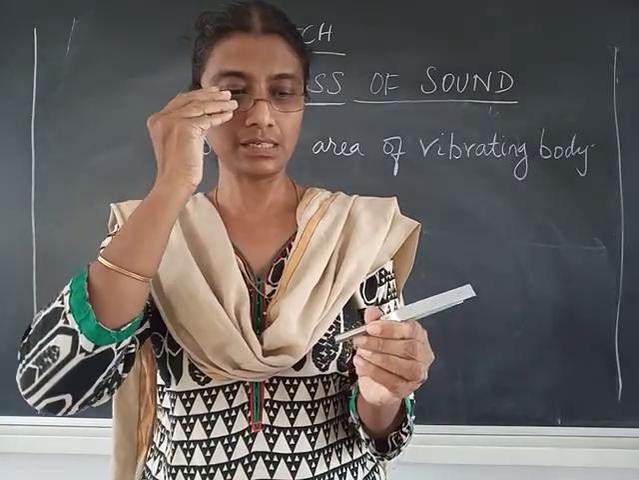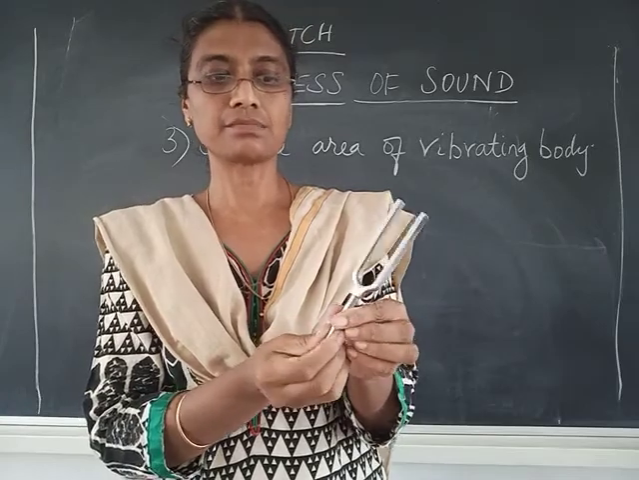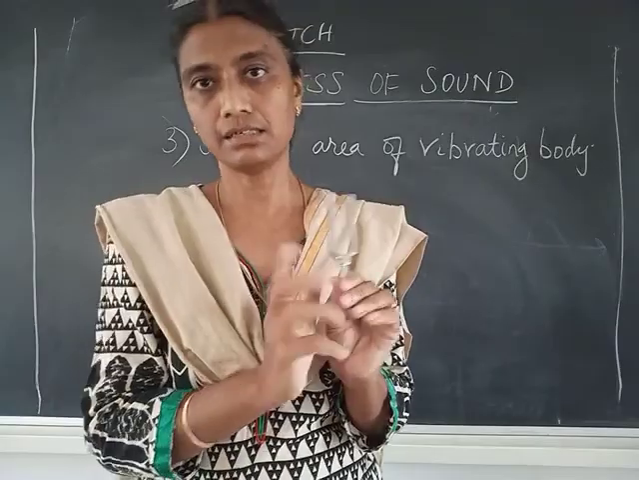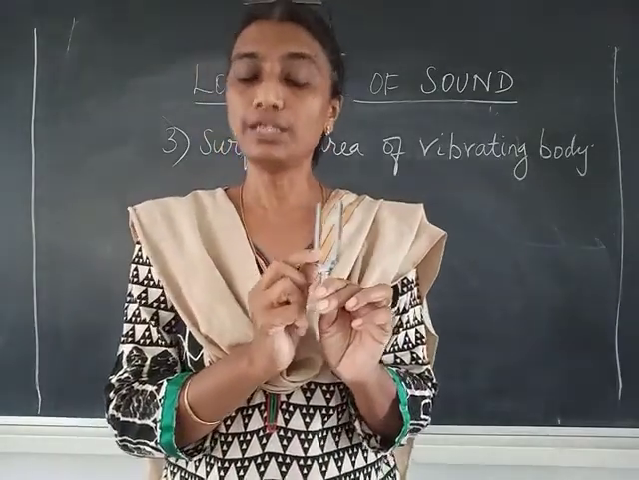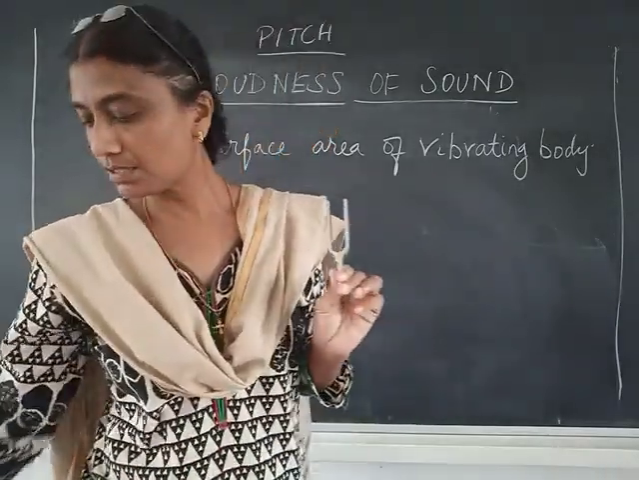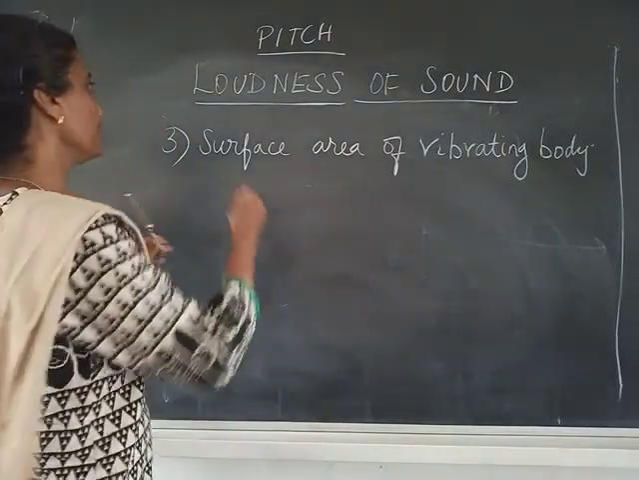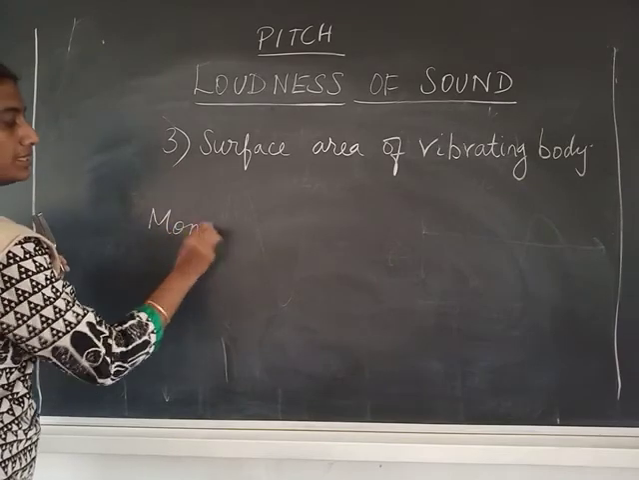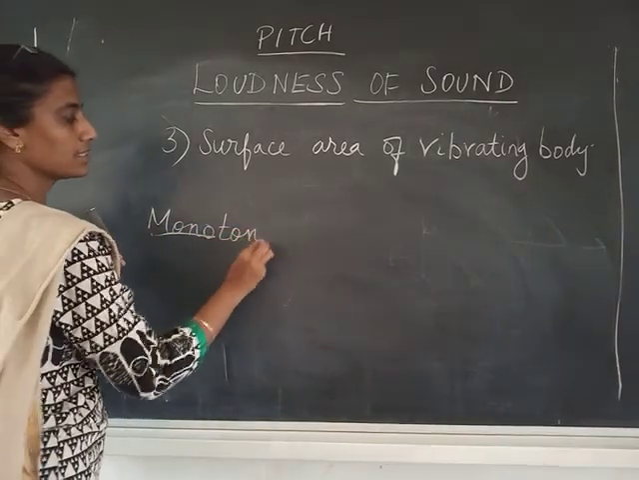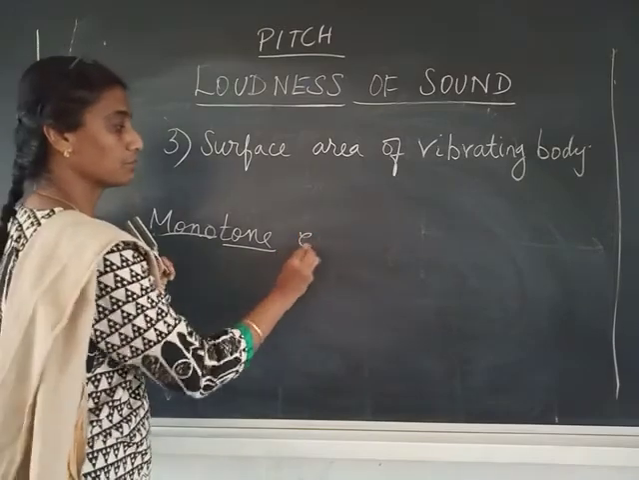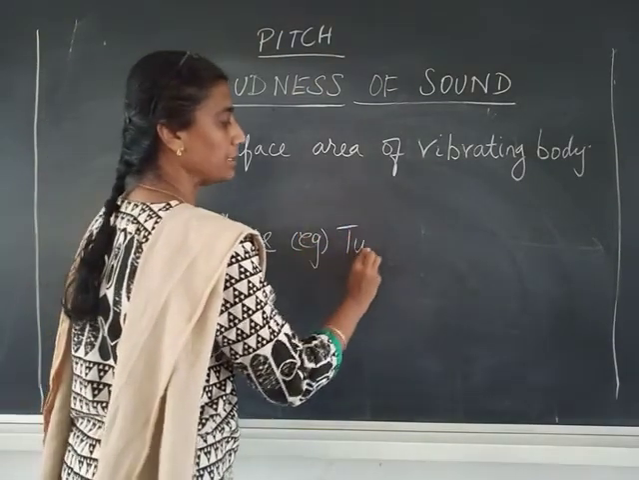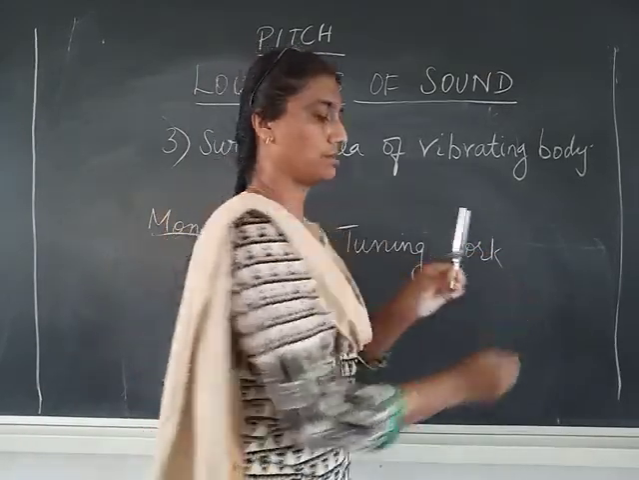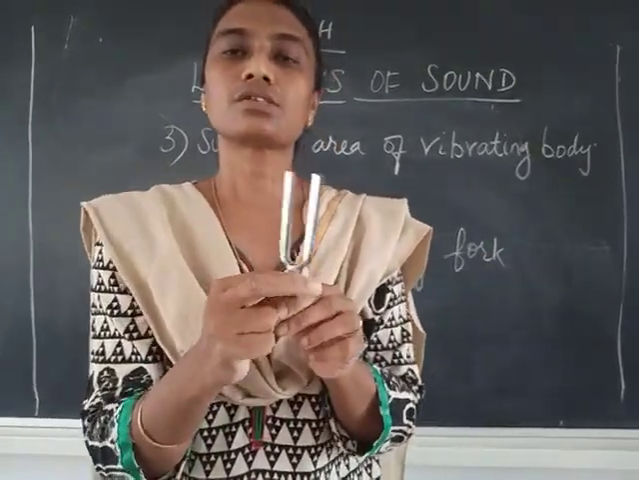So it is written 480 Hertz. That means this can produce a sound of frequency 480 Hertz. That's all. That's why it is called monotone, which means it can produce only a sound of single frequency. Mono means single, tone. So a monotone example will be the tuning fork. It looks like a fork like this, so it's called a tuning fork.